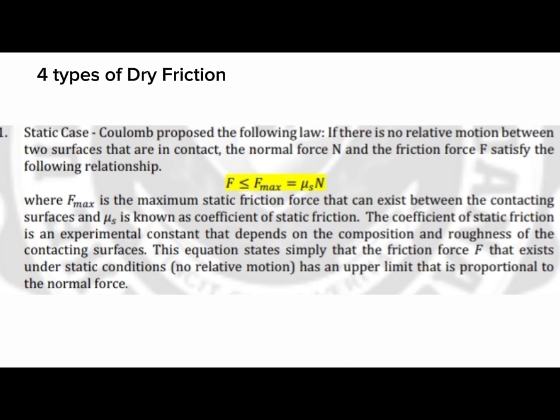First is the static case theory. Coulomb proposed the following law. If there is no relative motion between two surfaces that are in contact, the normal force N and the friction force F satisfy the following relationship: F maximum is the maximum static friction force that can exist between the contacting surfaces, and mu s is known as the coefficient of static friction. This equation states simply that the friction force F that exists under the static condition has an upper limit that is proportional to the normal force.